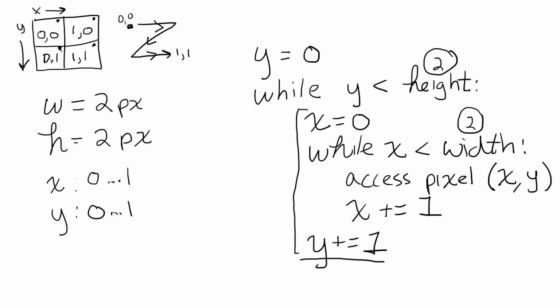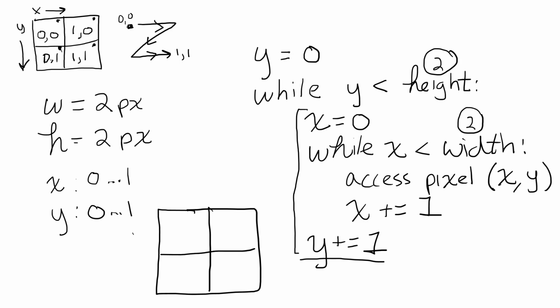Nope, and we're done. So again, we've accessed this 4 pixel image, and let me draw it out again down here, and we'll traverse it manually. We access it this way. We hit this first, this one second, this one third, and this one fourth.